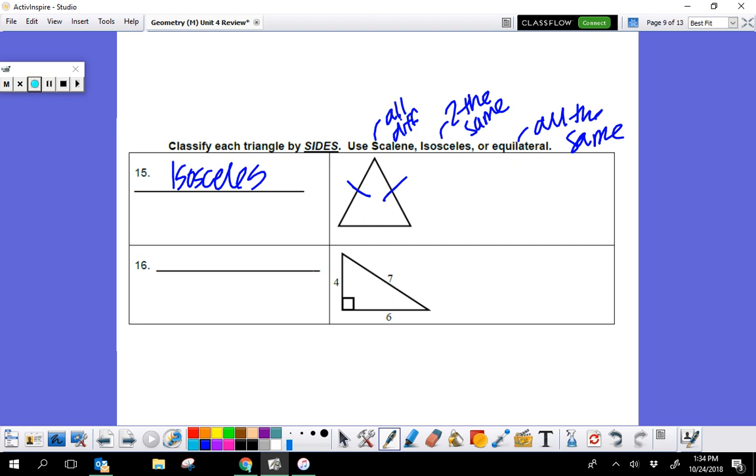Number 16, remember we're looking at the sides, so don't let the right angle throw you off. We've got 4, 6, and 7, which are all different. So this would be considered scalene.